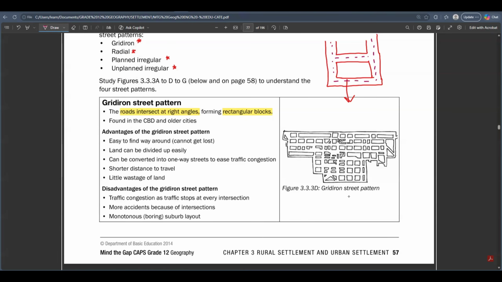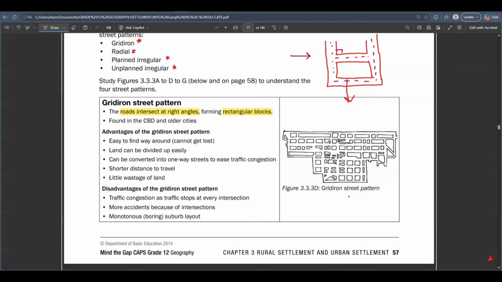So here we actually have four different roads, but look at how they intersect. Look at how the roads are meeting. They meet in such a way that there is an angle of 90 degrees between them. Having an angle of 90 degrees between them, they look like rectangular blocks. They don't look like your normal roads, the roads that you are used to seeing each and every day. It's a gridiron street pattern. I don't know if you guys can see it.